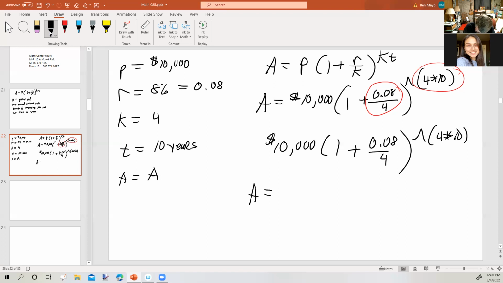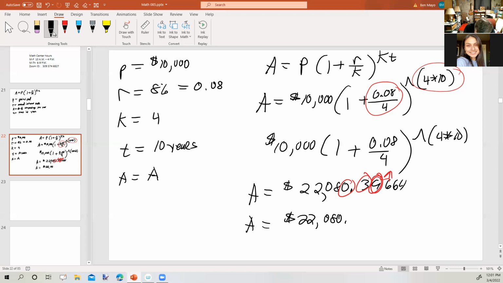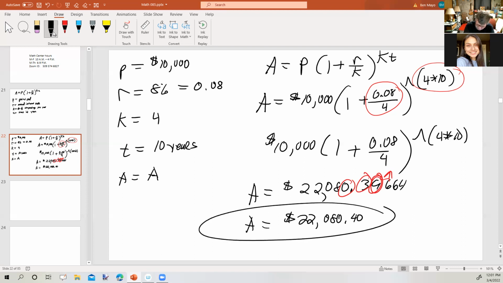This is money, so I get 22080.39664. Now, it didn't say anything about rounding off, but because this is money, we would round to the nearest cent. This is the dollars, so this is the 10 cents and the 1 cent. So we go one place to the right, the 6 would round up. So our final amount is $22,080.40. Any questions about that?